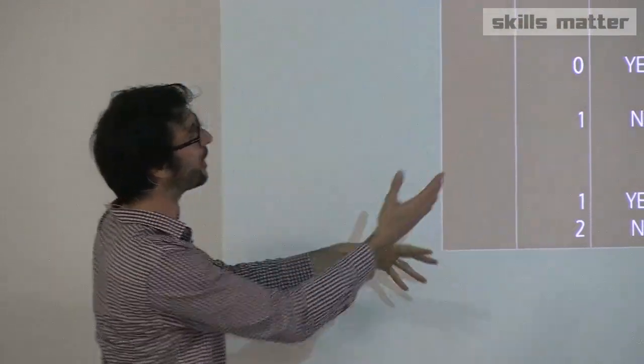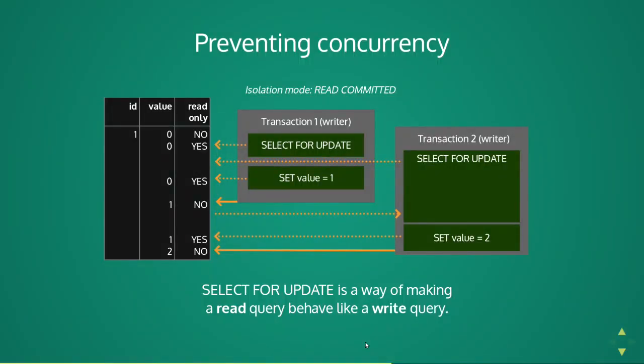So we can see the flow here. Transaction 1 does a select for update at the beginning. Transaction 2 also does a select for update at the beginning. That's a way of saying, I don't want to do anything until I'm the only one that's doing it. So transaction 1 is the only one that's doing it. So it reads it, gets the value of 0, and then it marks it as read-only. Then transaction 2 tries to do the same, but it waits, doesn't do anything, it just sits there.